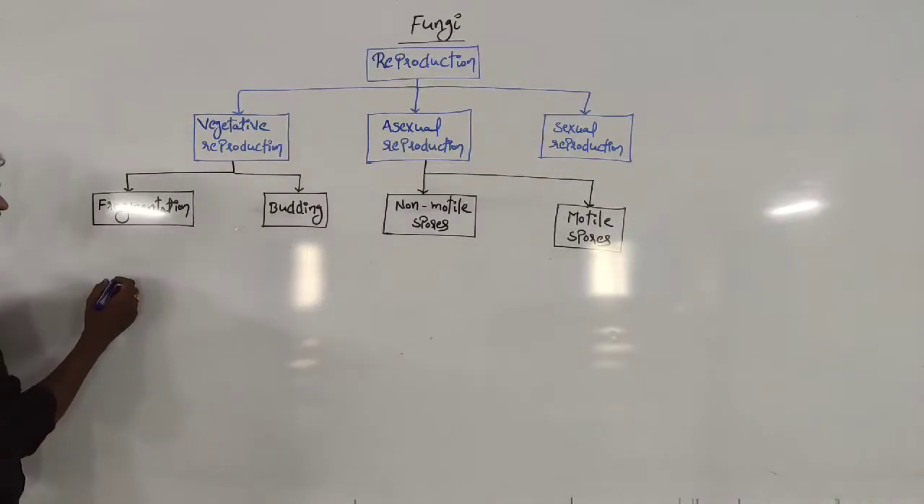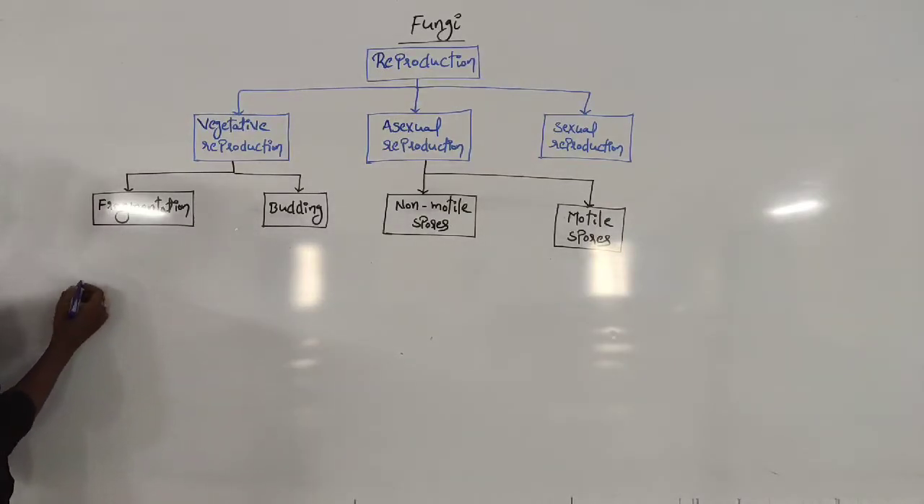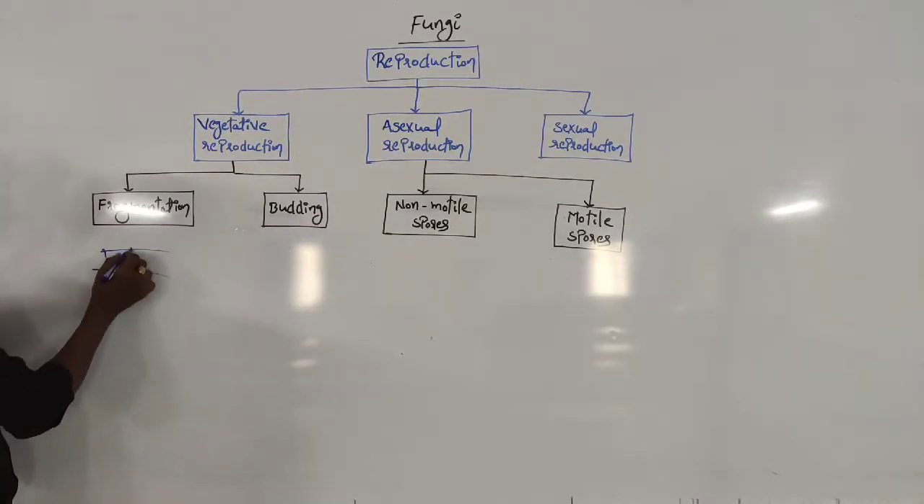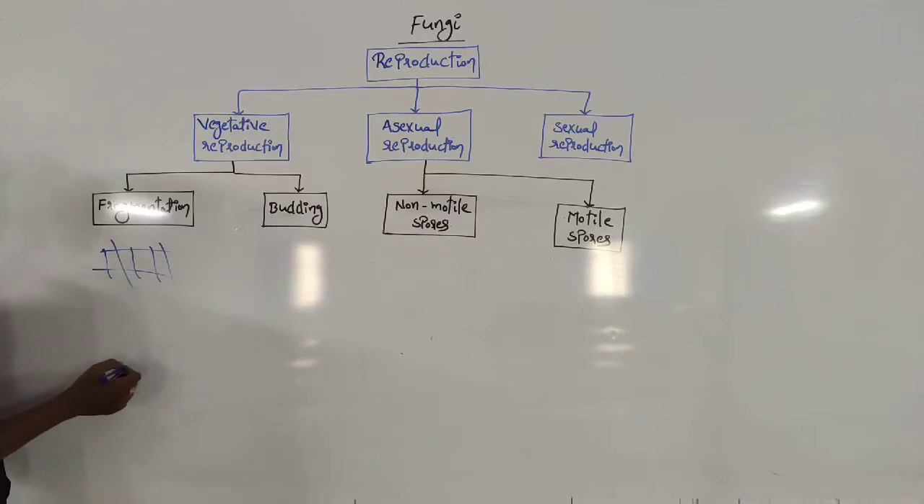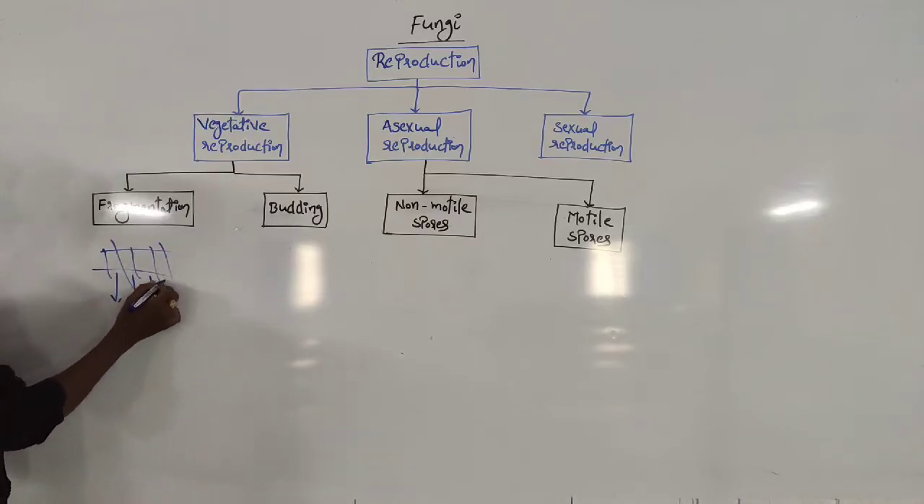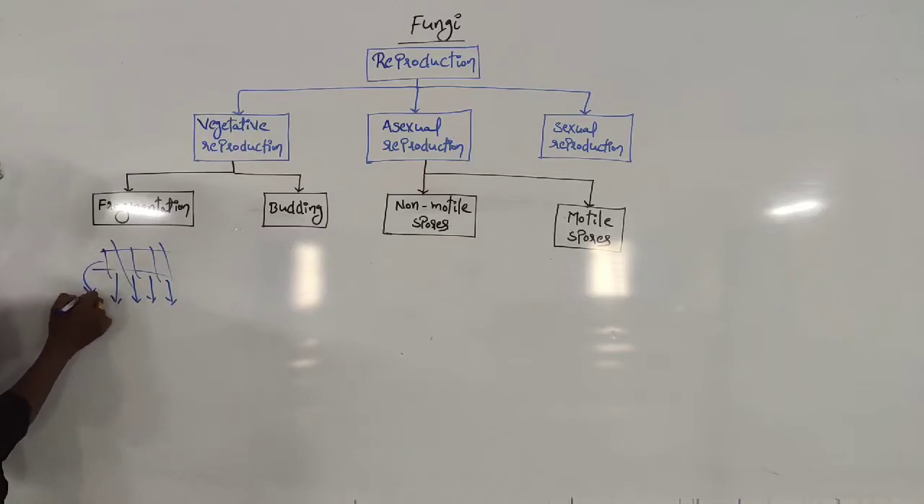So we know about the fragmentation process. Whenever the organism is breaking down into many fragments, each fragment has the capacity to produce a new organism.